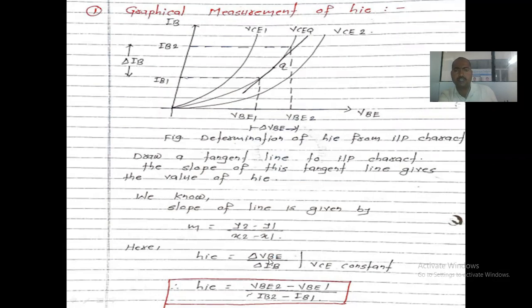So delta VB indicates VB2 minus VB1, divided by delta IB, which indicates IB2 minus IB1. In this way, we have to find out the value of hi. So tell me if there is any problem or anything you did not understand, tell me.